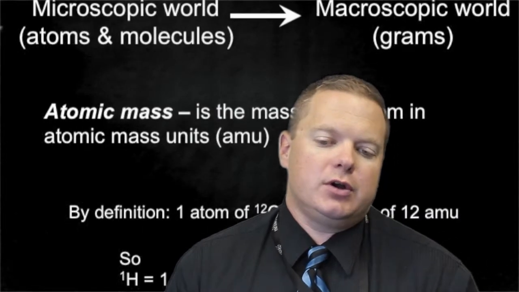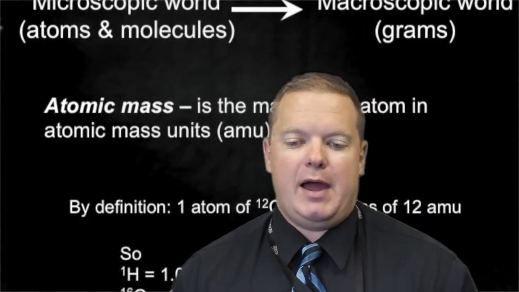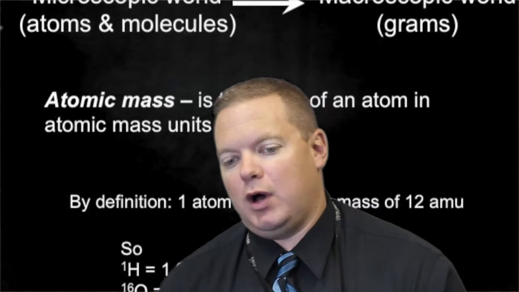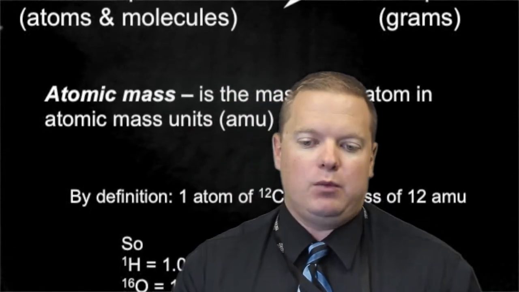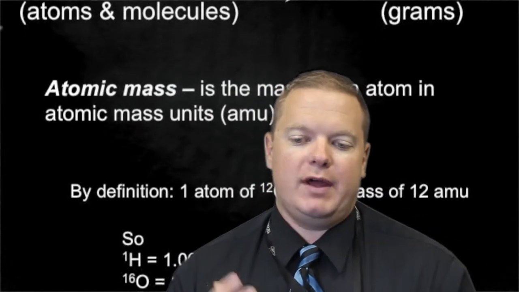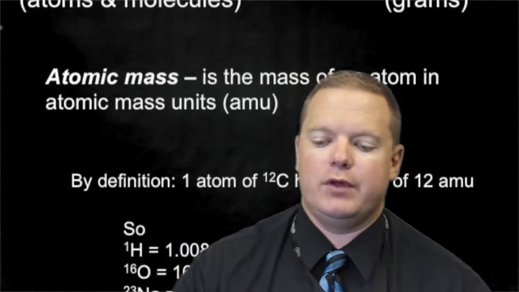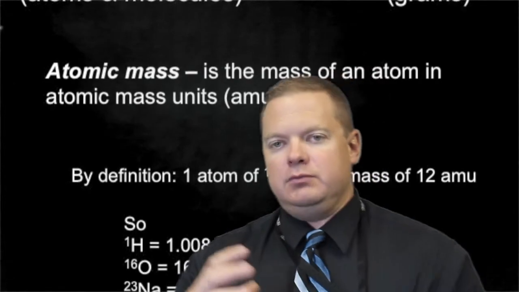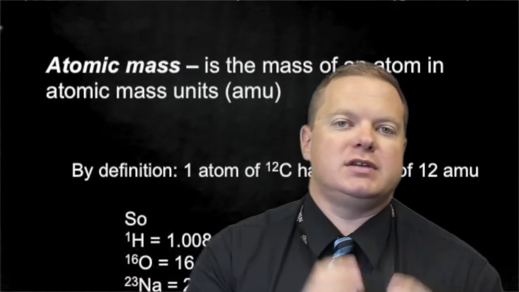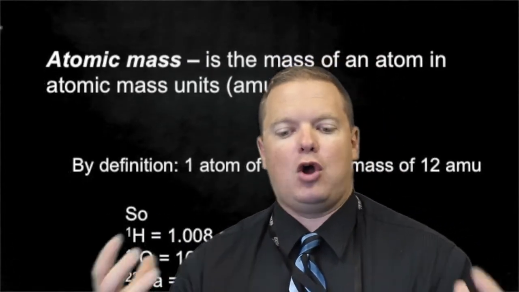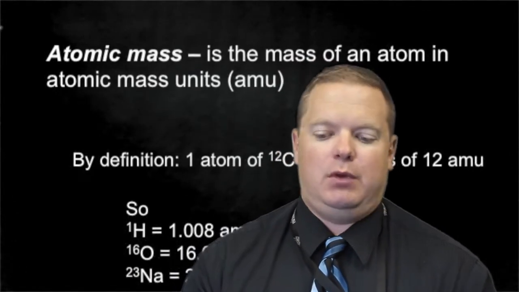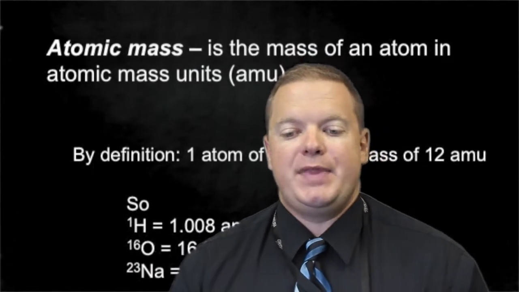So the first step we took already was talking about this atomic mass based on the mass of carbon-12. Remember that one atom of carbon-12 had a mass of 12 AMUs. We can now expand on that. Instead of talking about single atoms or molecules, we're talking about a large group of those atoms and molecules, which we're going to define as a mole.